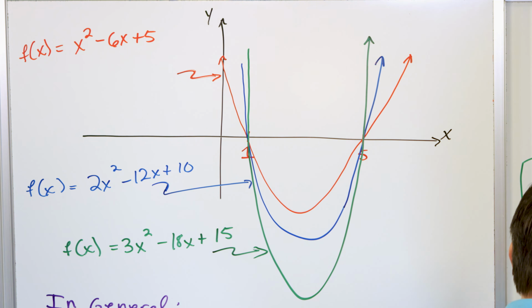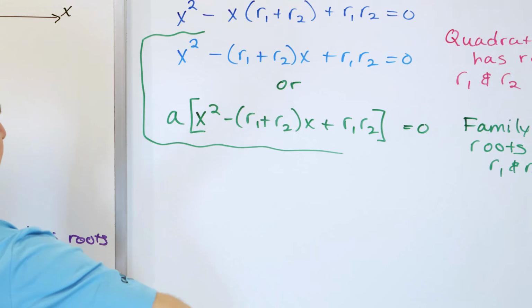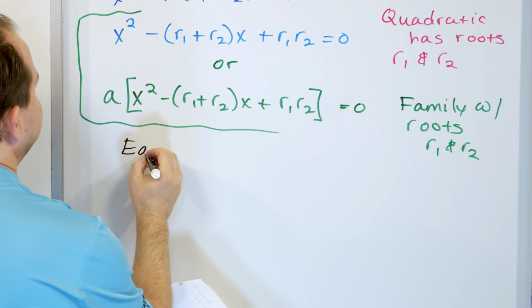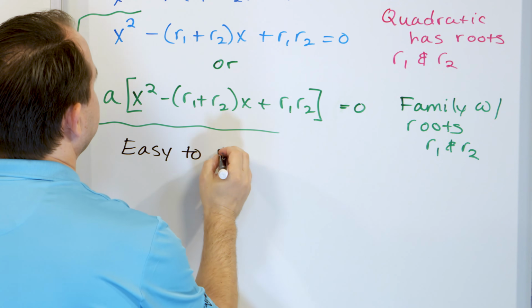Now, there's kind of an easier way to remember this. This is an ugly equation, I'm not going to lie to you. So easy to remember. I'm going to write that down. Easy to remember.